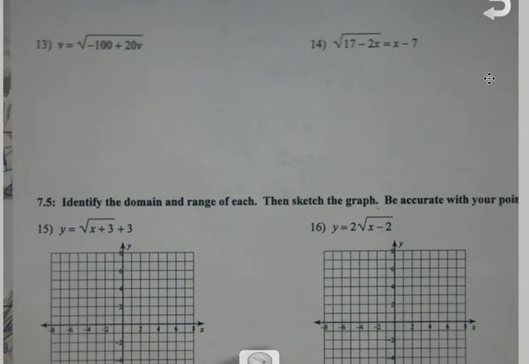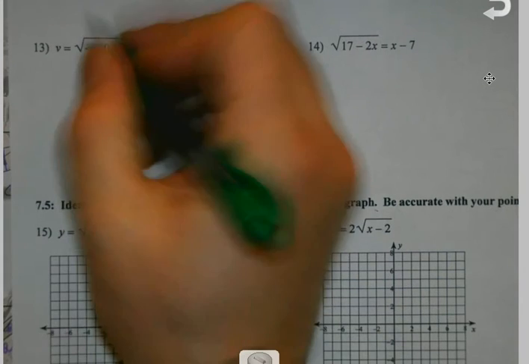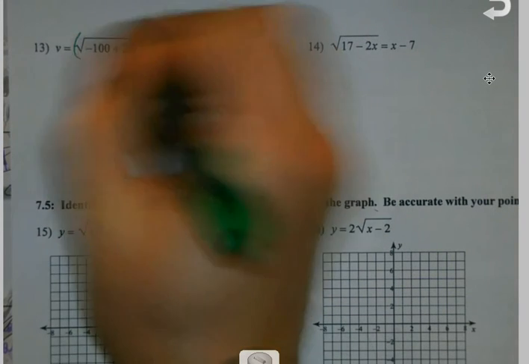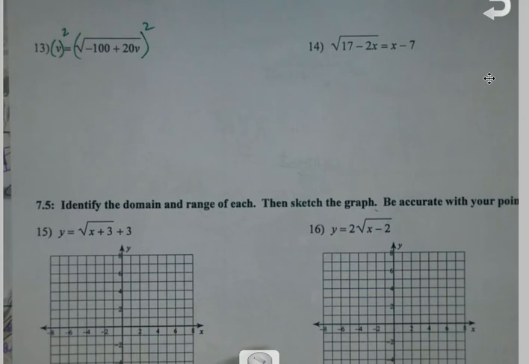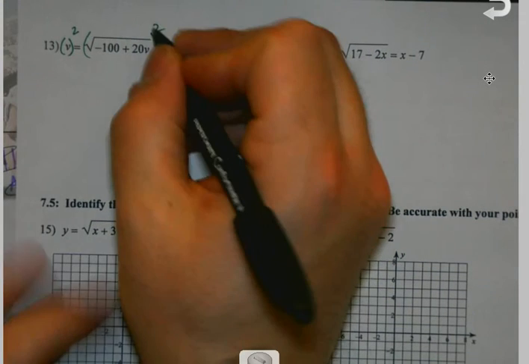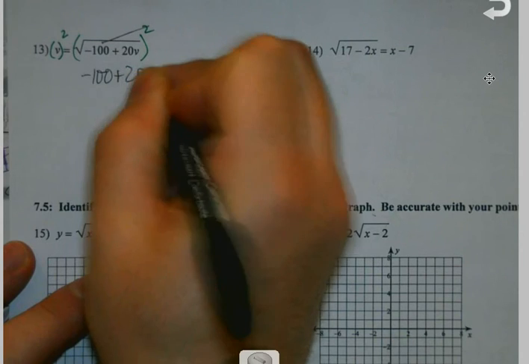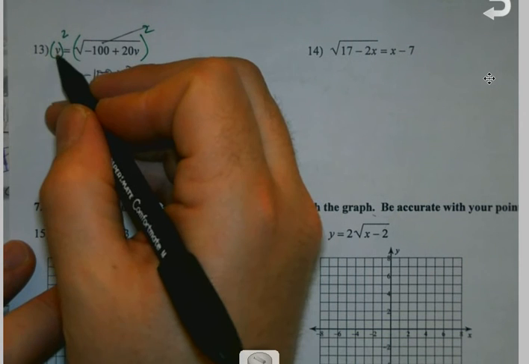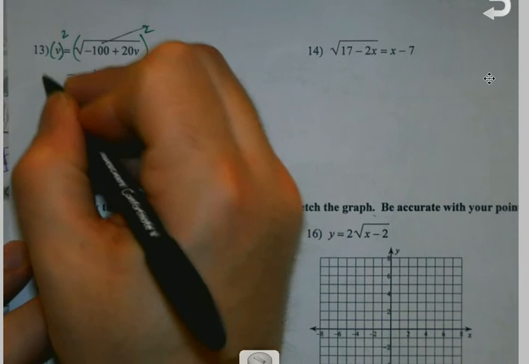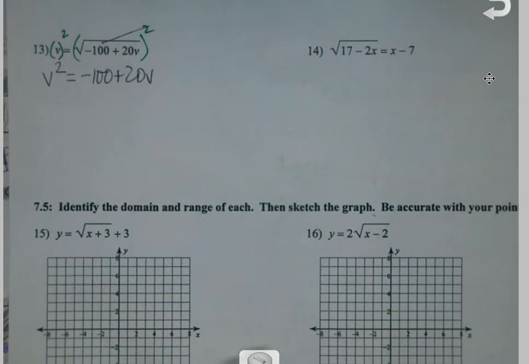Okay. First step again, my radical's already isolated. I'm going to square both sides. Now this time we run into a different issue, because over here on the right, the radical cancels with the squared. On the left, there's no radical there. So this is actually v squared.